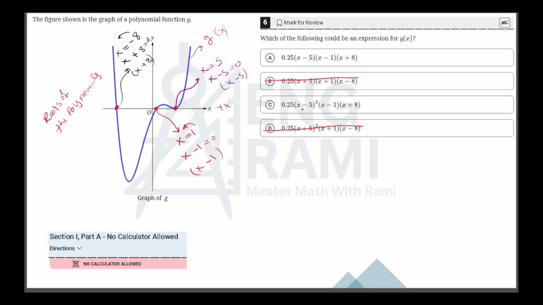All right, that's going to lead us to what are the differences between those two answers. Here you can see this is the multiplicity. This multiplicity is 1 and here it is 2. What is the difference between these two factors in terms of their multiplicity? X negative 5 to the power 2 and x negative 5, in choice A and C.